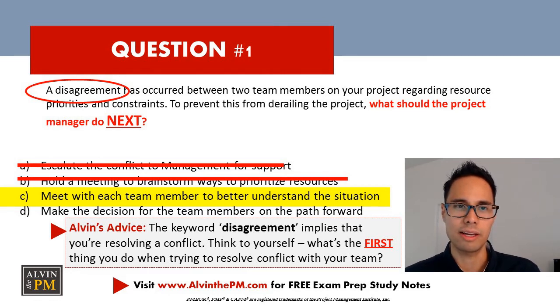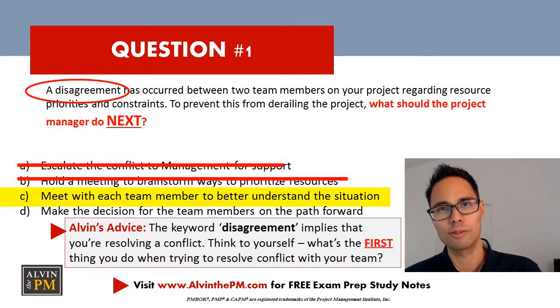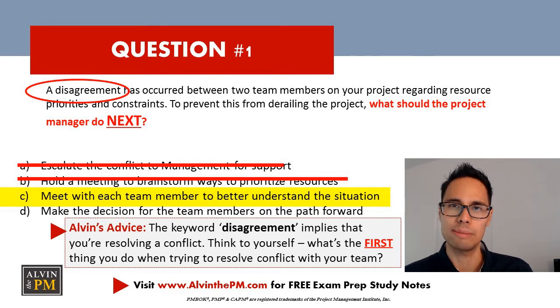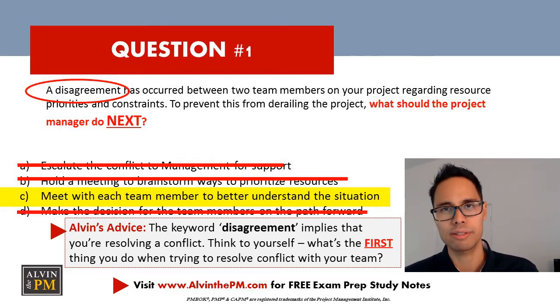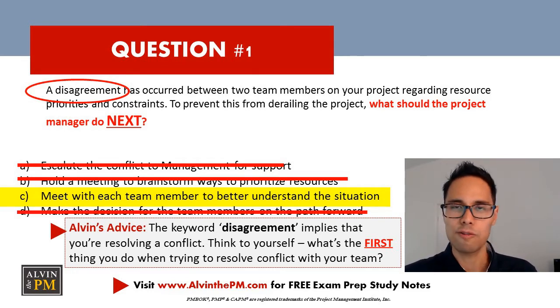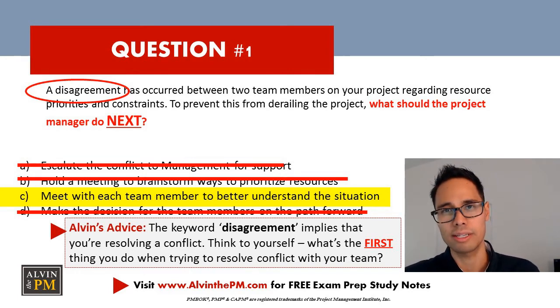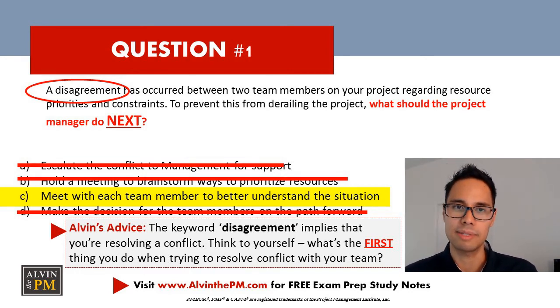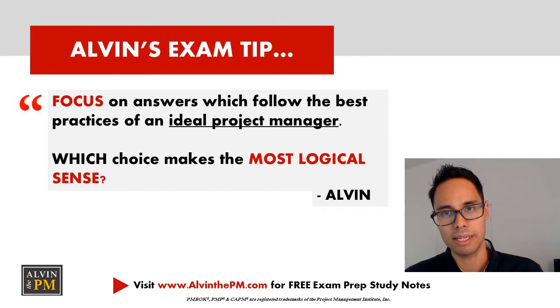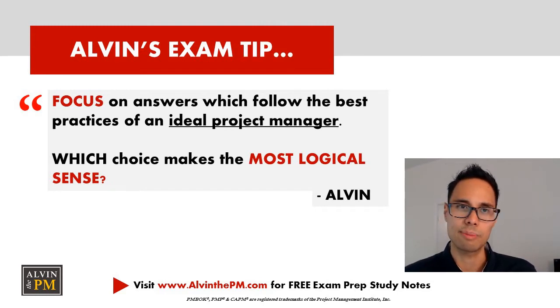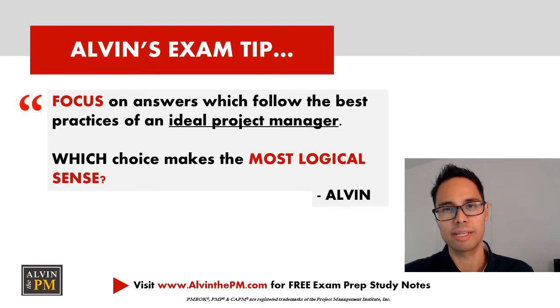For choice D, you do not make a decision for the team. You have to work with your team to discuss ways on how to proceed with the next steps. Therefore, the best answer choice is choice C. As an exam tip, the best answer choice here embodies a servant leadership approach, focusing on in-person collaboration and communication.